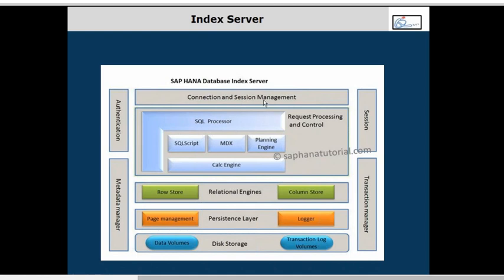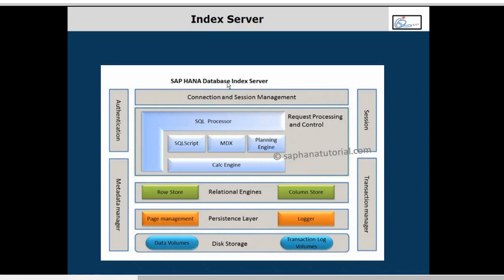So connecting to the HANA database is the index server. The index server is the core of the HANA database, which allows you to get connected to the HANA server and also handles session management. For managing sessions, it uses the session engine. So you have the authentication engine and the session engine which handle that. Good.